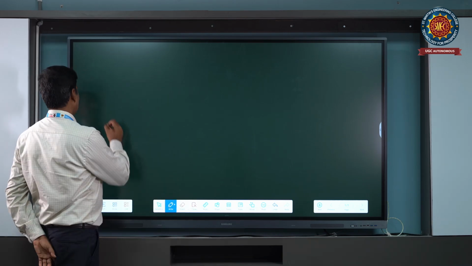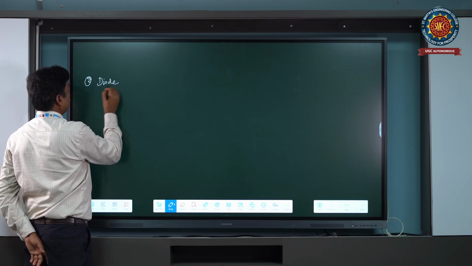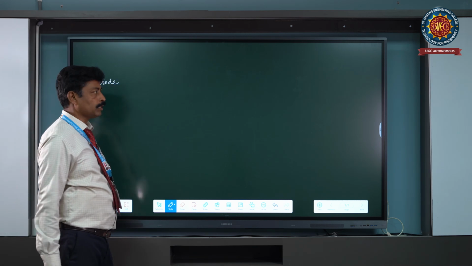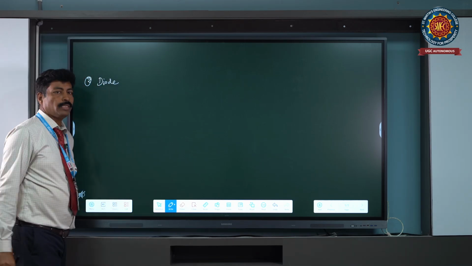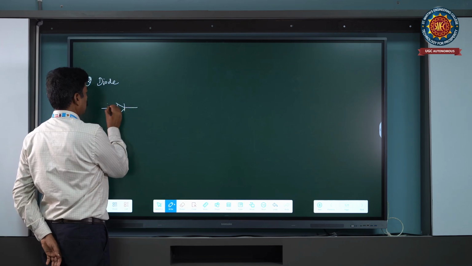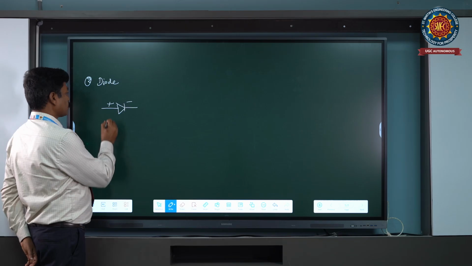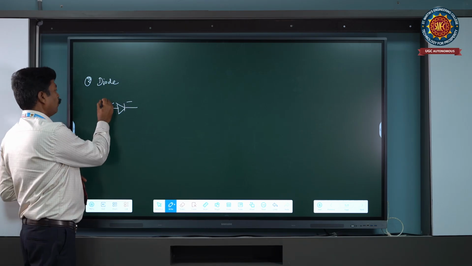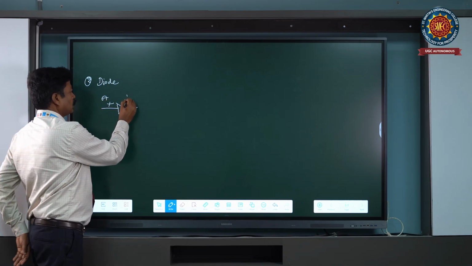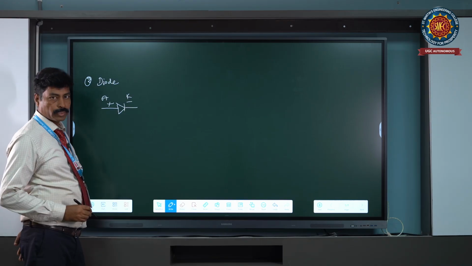Okay, the second one is the diode. The diode is very important in this circuit. What is the purpose of the diode? The diode is a two terminal device. It has a positive terminal and a negative terminal. The positive terminal is the anode, and the negative terminal is the cathode.